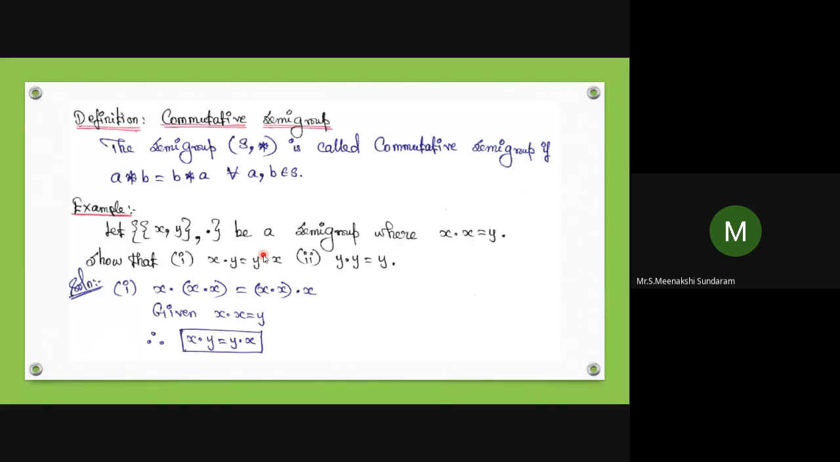Now I like to take the associative law. Otherwise, I can show that x dot y equal to y dot x, and we have to prove it. So I like to take x dot x. It is the associative law, I change the brackets, because we have used x dot x as y. So take the LHS as x dot y, then write x dot x, then given x dot x equal to y, substitute, then x dot y equal to y dot x.